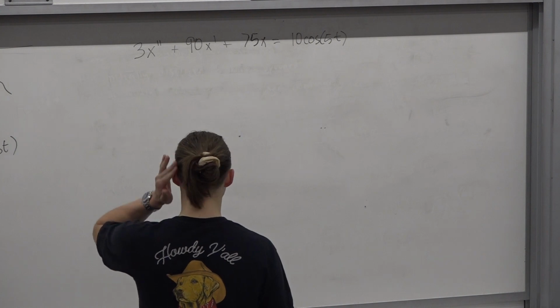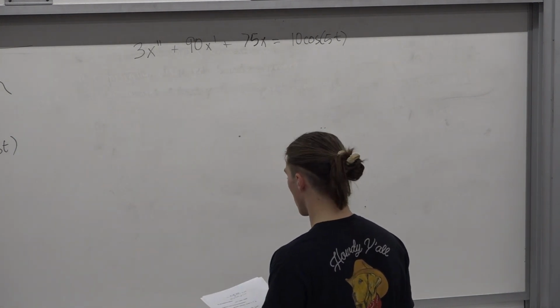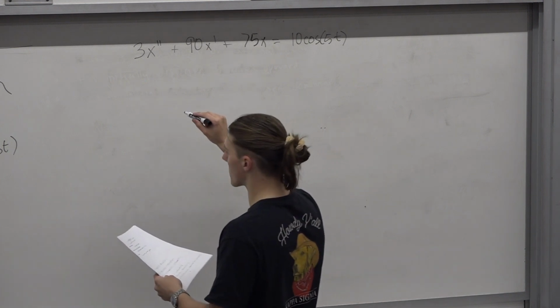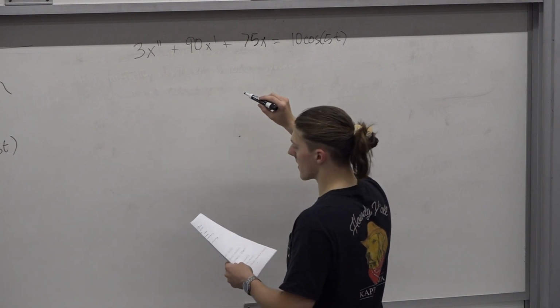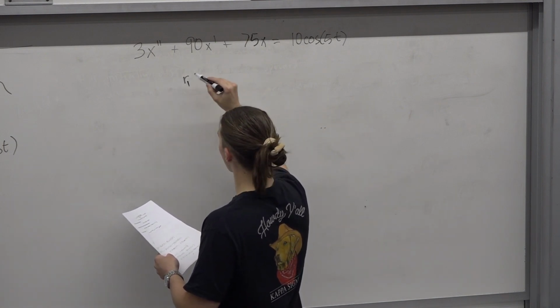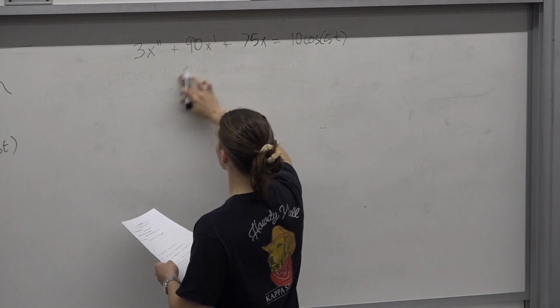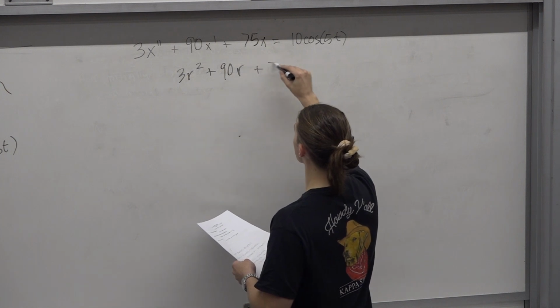just how we solve any other non-homogeneous constant coefficient equation. We start with the complementary solution, where we have to get our roots, right? So in this case, first of all, we get a polynomial, right? 3r squared plus 90r plus 75.